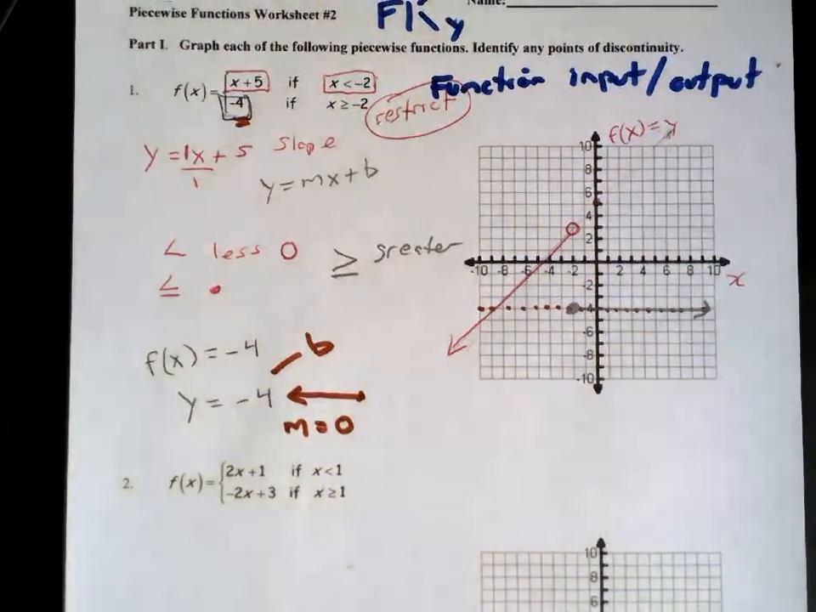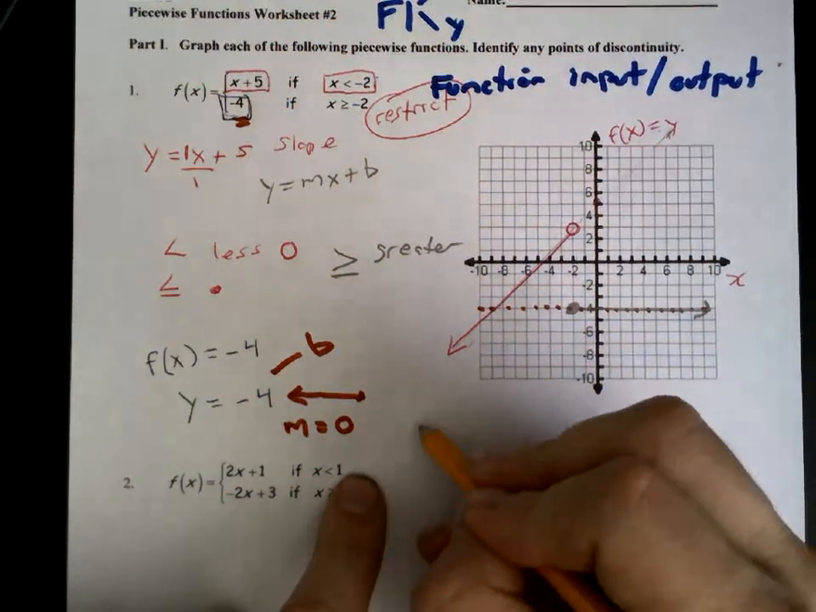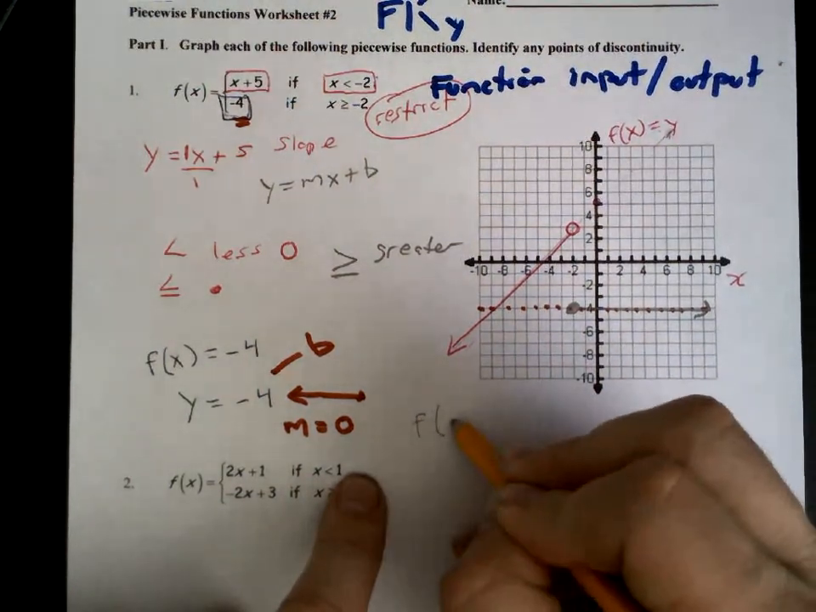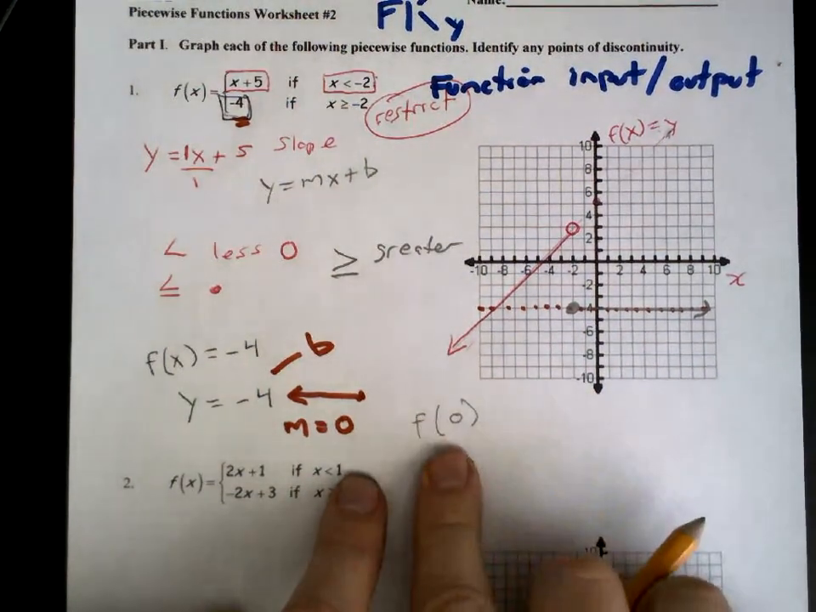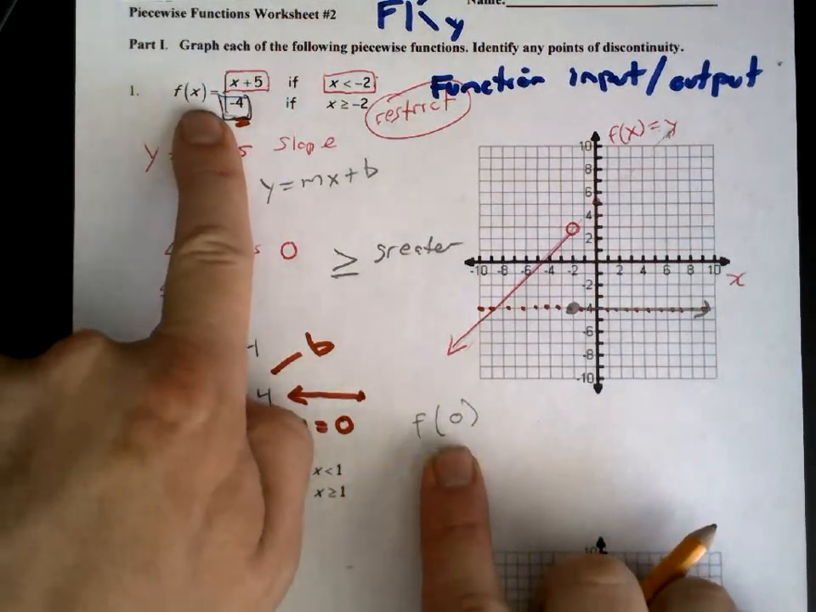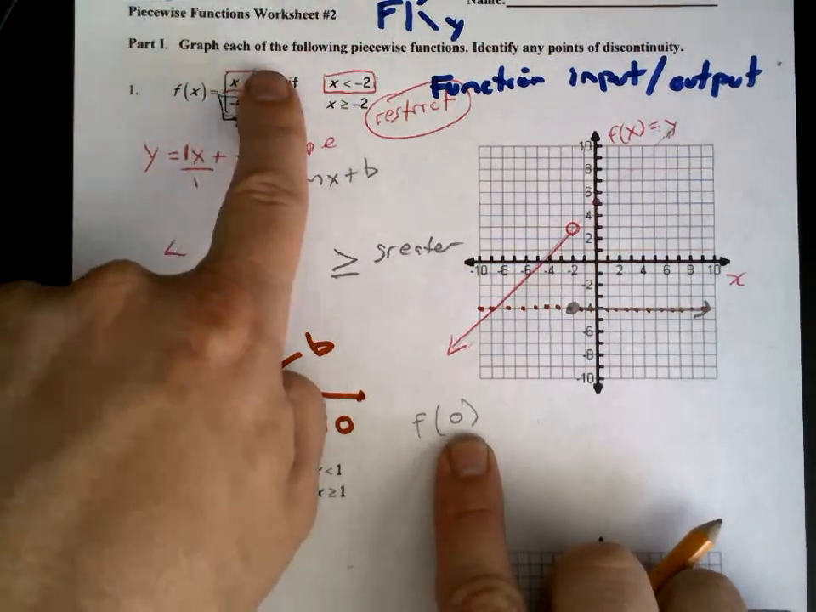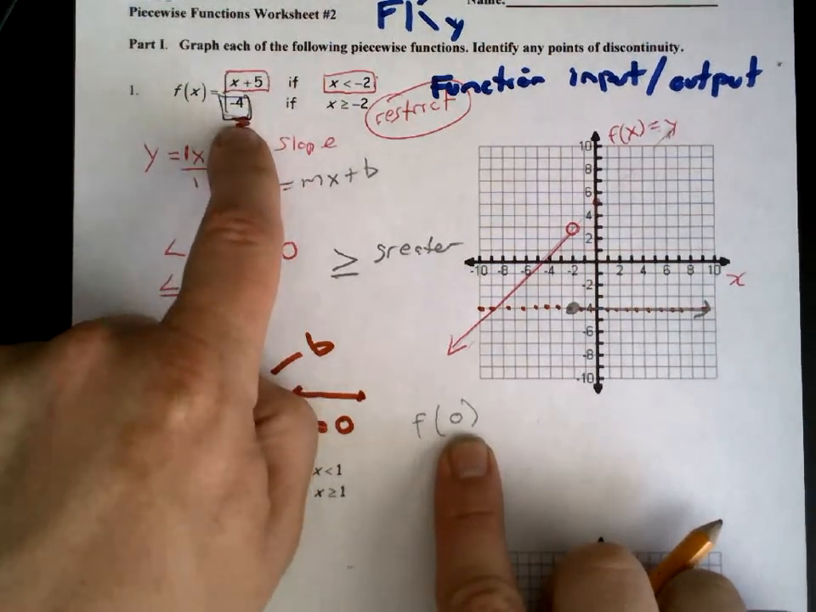Now, here's kind of what the whole point of this is. What if I was going to pick a number? So let's say, for example, on this function, I wanted to plug in 0. What if I wanted to plug in 0 to my function? So I'm over here, and I'm going to plug in 0 for x. What function do I use?